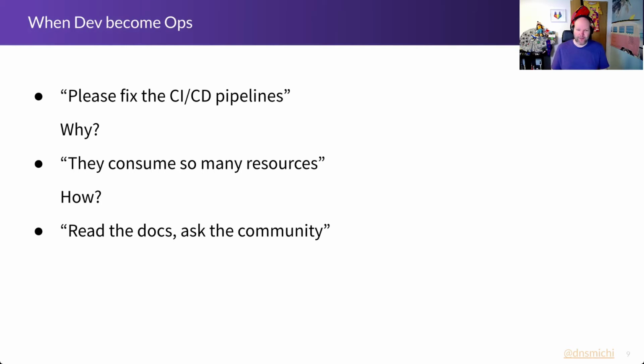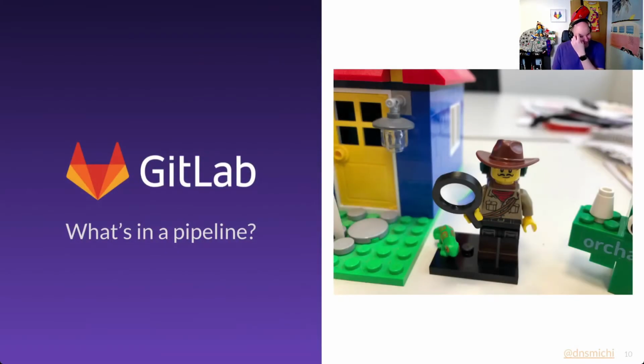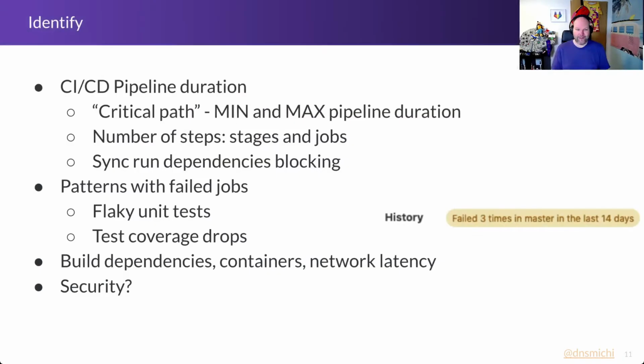So as a developer, I need to become ops at a certain point, and someone says, please fix the CI/CD pipeline. I said, why? Yeah, because they consume so many resources. And then I'm like, how? Yeah, read the docs. Hopefully someone in the community can help. Maybe someone wrote docs already or something like that. And then this is the thing, you're asking yourself, well, what's actually inside the pipeline? What's there? How can I work with that?